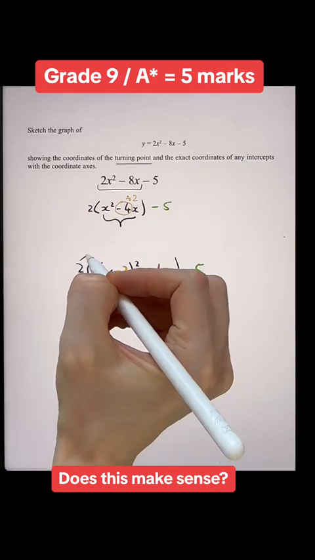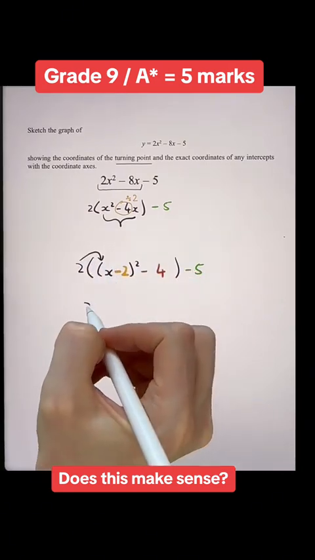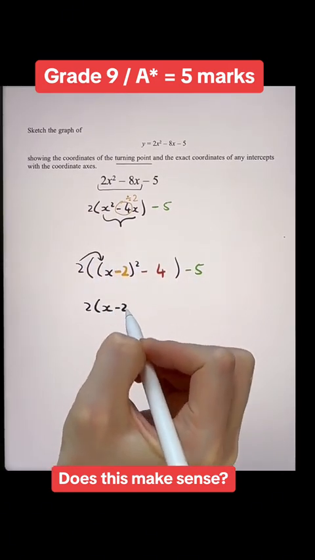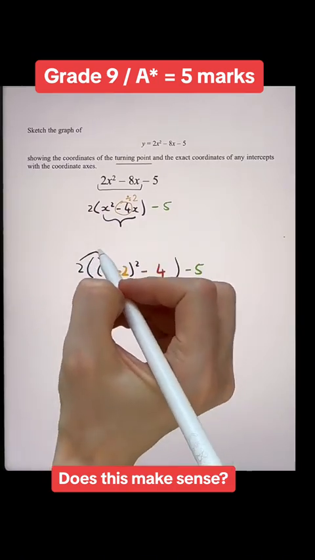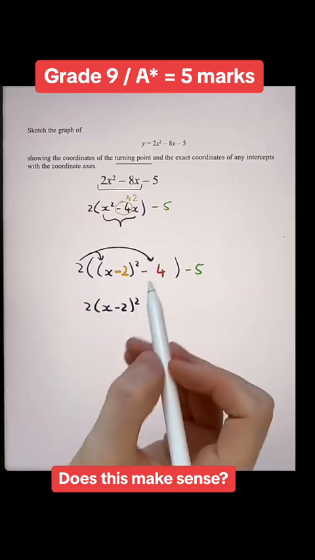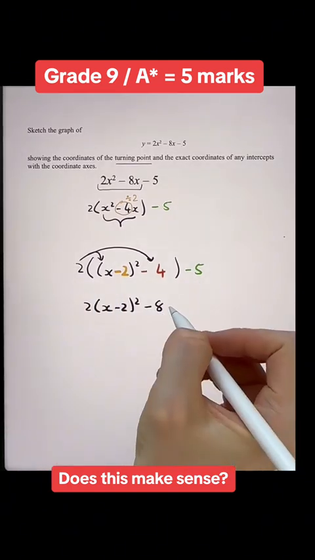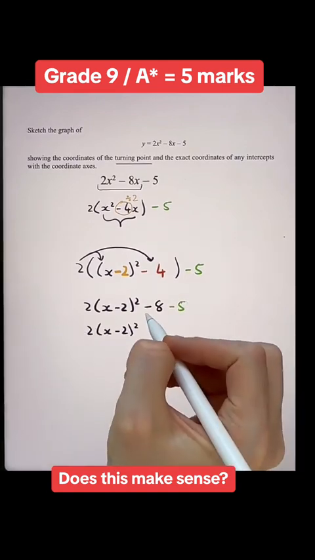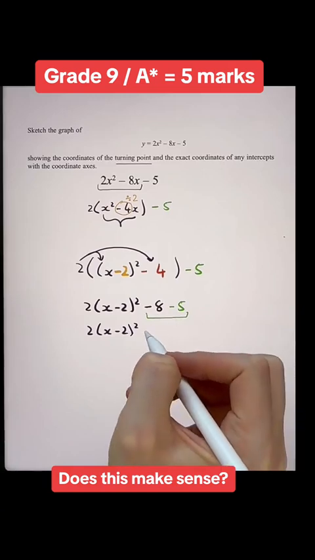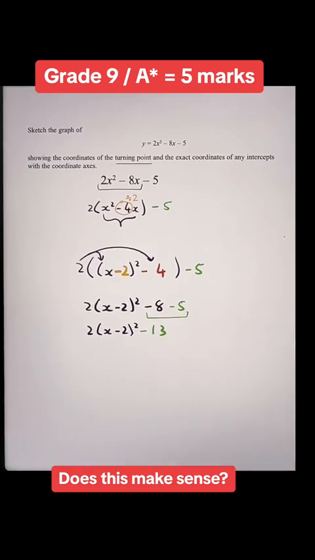Multiplying in, the 2 is going to go in front of our square bracket. So it's going to be 2, and in brackets, x minus 2 squared. The 2 is going to multiply the negative 4 on the inside. Well, 2 times negative 4 gives you negative 8. And I've still got a negative 5 on the outside. Simplifying my number terms, I know negative 8 take away 5 will simplify to give us negative 13.